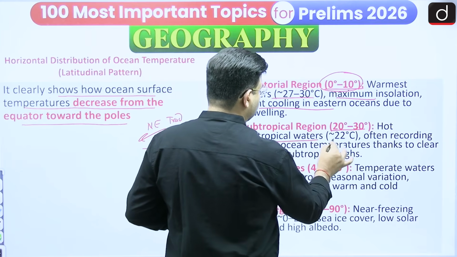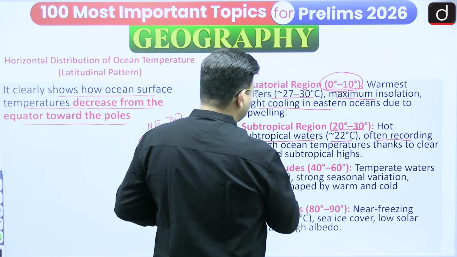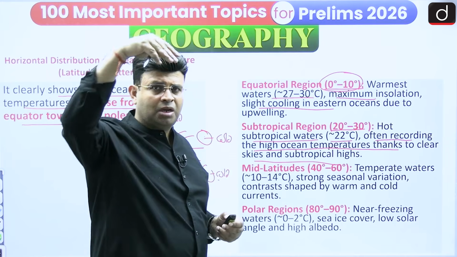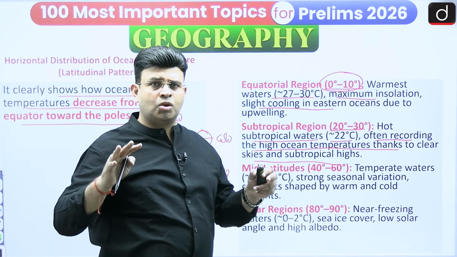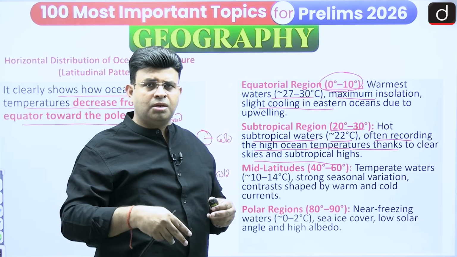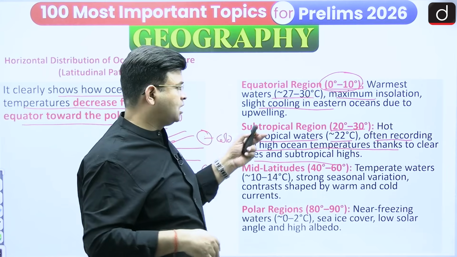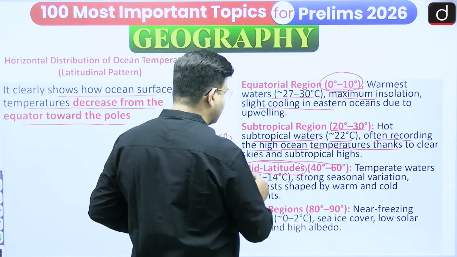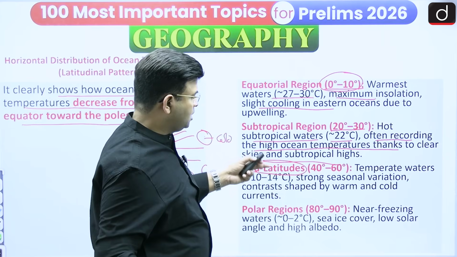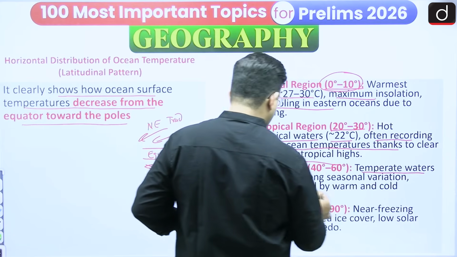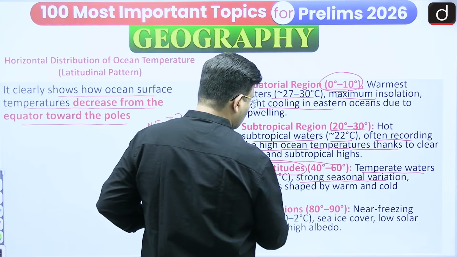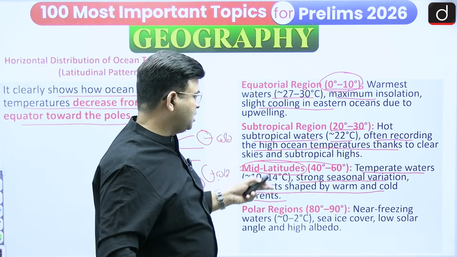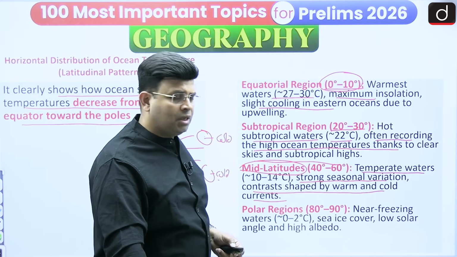Hot subtropical waters, that is 22 degrees Celsius, often record high ocean temperatures thanks to the clear sky and subtropical highs. In this region subtropical air descends, there is no cloud coverage, and intense heating is there, so the temperature is up to 22 degrees Celsius. In the mid latitude or subpolar low pressure zone, the temperate waters show strong seasonal variation, shaped by the contrast of warm and cold currents meeting, and also the slanting of the sun rays, making the temperature 10 to 14 degrees Celsius.